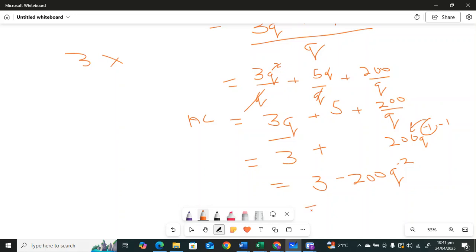Then we simplify. Not simplify, when we put this in a proper format, what does it become? This 200Q to the power negative 2, what does it become?